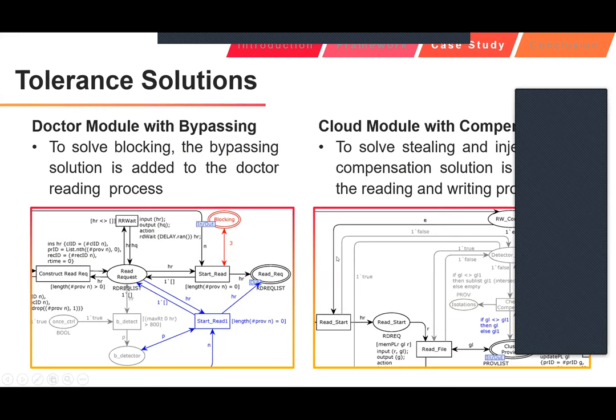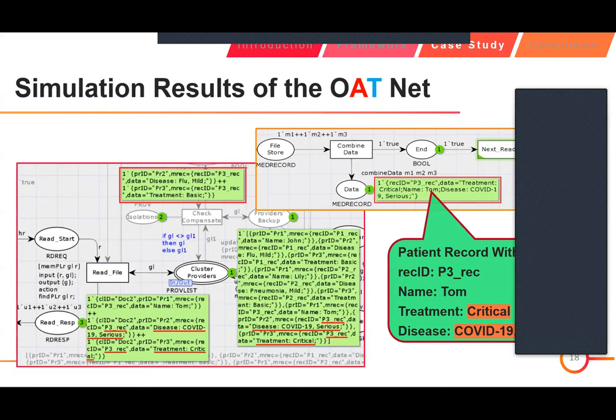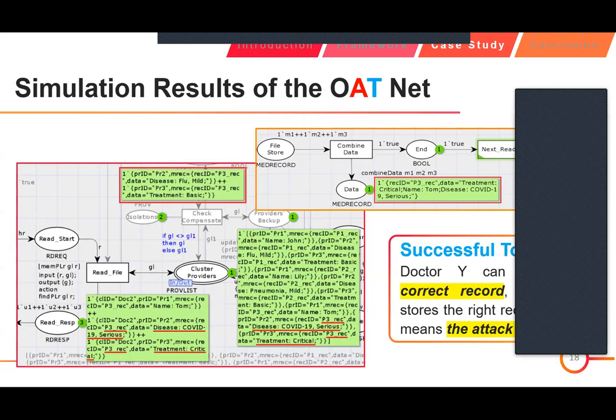After deploying the tolerance solution, the final simulation result is shown. As we can see in the green part, Dr. Y can read the correct record and the cloud stores the right record, which means the attack doesn't take effect. The tolerance solution is successful.